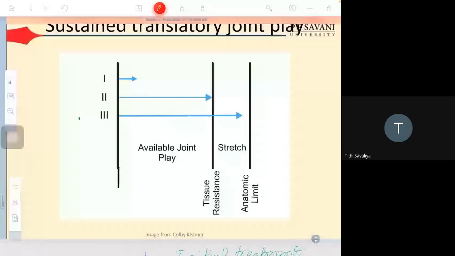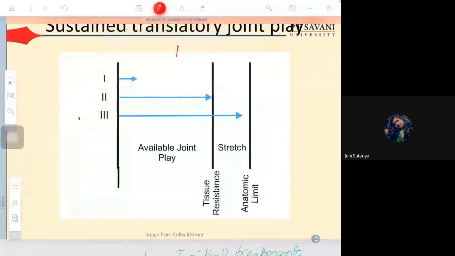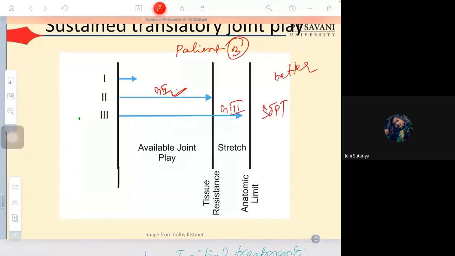Yes, sir. Now we are talking about patient B. First you had given grade 2 and the pain is better. Directly you go with grade 3 distraction, that is SJPT. From here directly you go to grade 3 distraction.